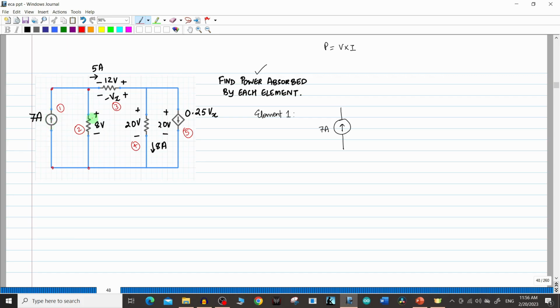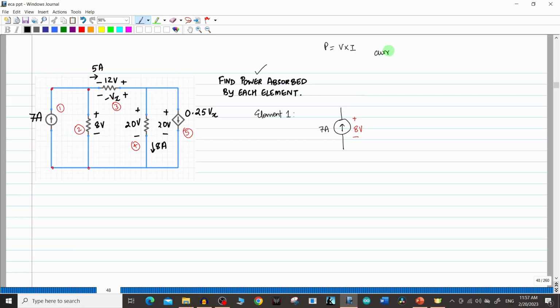So this voltage will be same as the voltage that is going to appear here. So I can write that here. So this also will be plus minus 8 volts. Now let us note the current direction. You can see the current is coming out of the positive terminal, right? Whenever current is entering the positive terminal, power absorbed is positive. I will write that here.